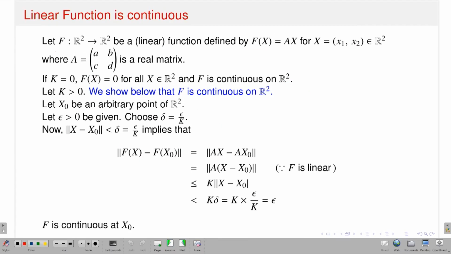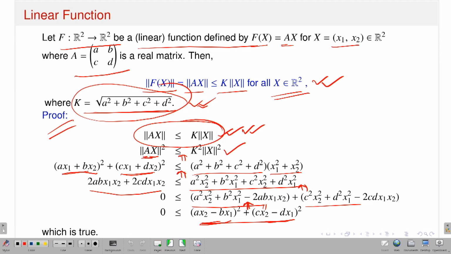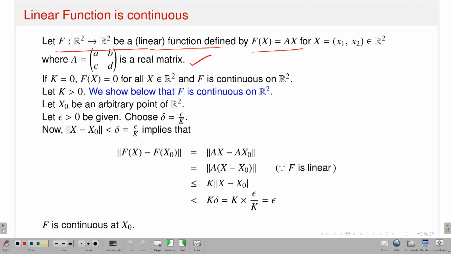So, what I said: f is a map from R2 to R2, a linear function defined by this, where A is a matrix. Now, if k is equal to 0, then the right hand side is 0, so therefore the left hand side, the norm of f(x), is 0, which implies f(x) is 0. That means if k is 0, then f is only the zero map, which is a continuous function, so there is nothing to prove. So, I assume that k is strictly positive.